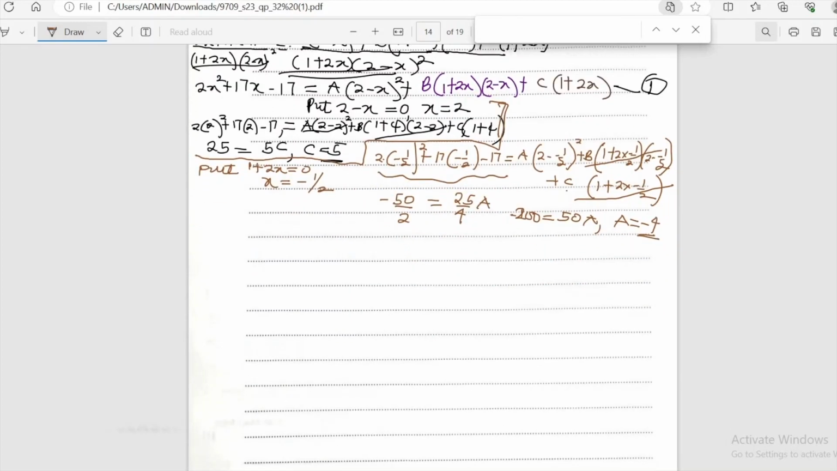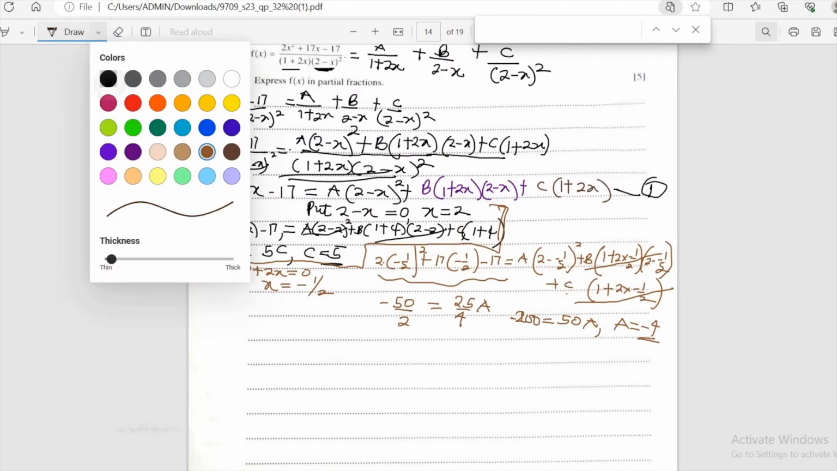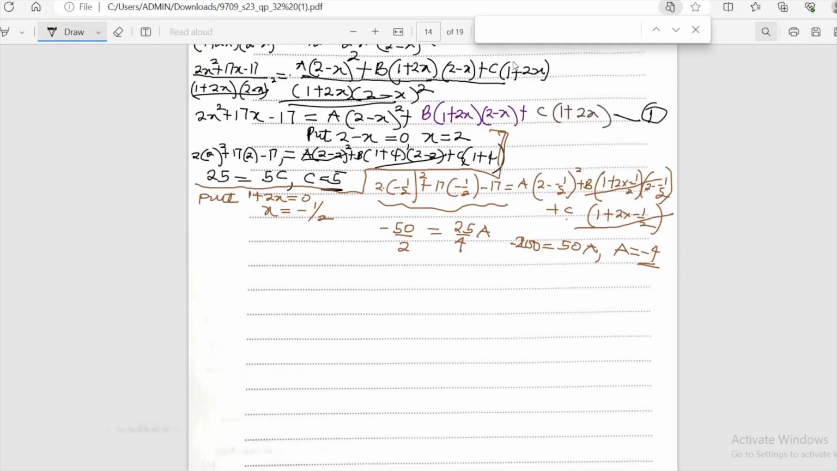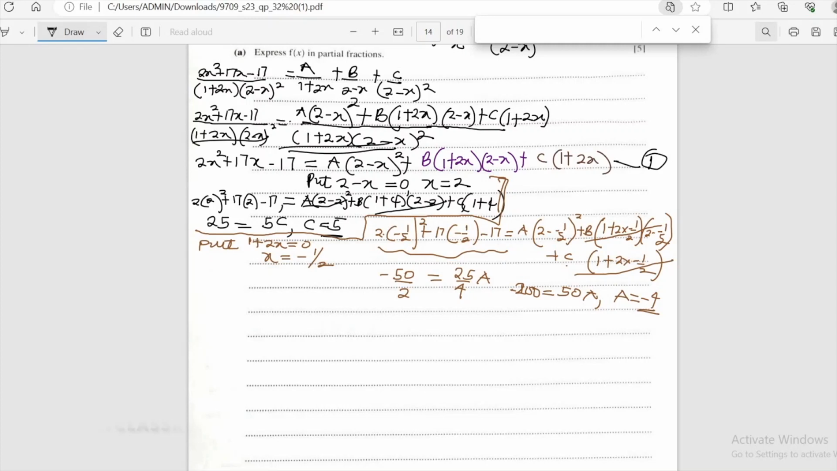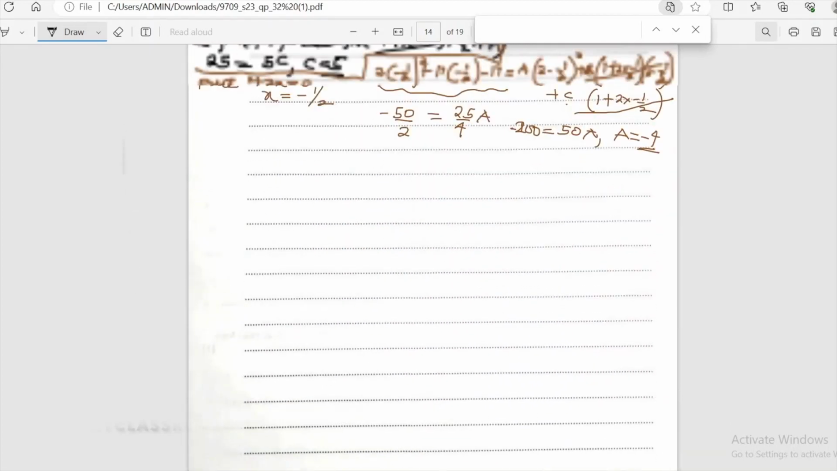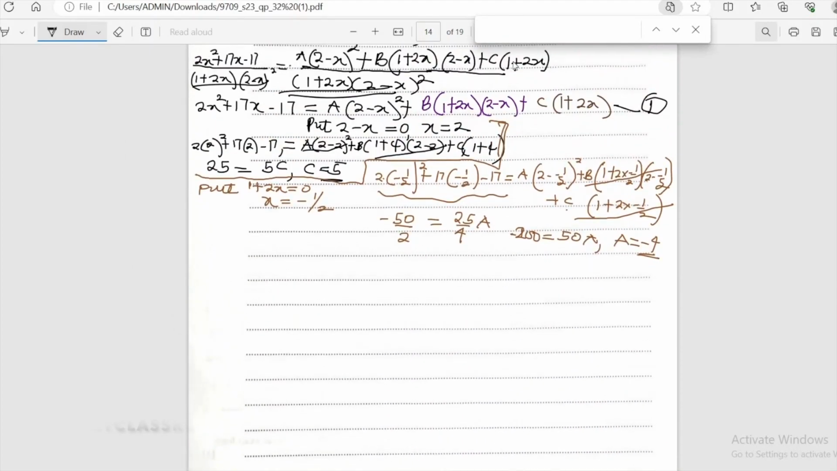Now, what is missing is B. Sorry for my rough work, I'm just managing this first. Since two values are known, A and C, to get B, this is what you do. You go back to equation 1. Equation 1 is key to this question. Go back to equation 1, substitute the values of A and C into the position and compare.